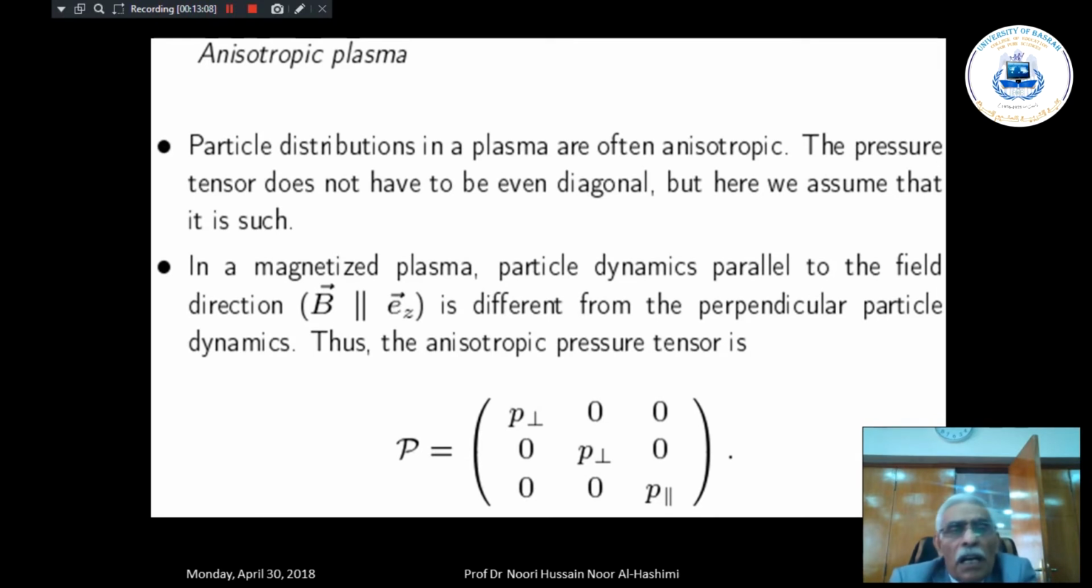And second case, anisotropic plasma. Particle distributions in a plasma are often anisotropic. The pressure tensor does not have to be diagonal, but here we assume that it is diagonal.